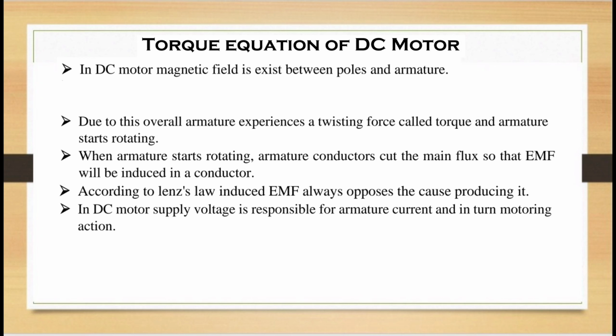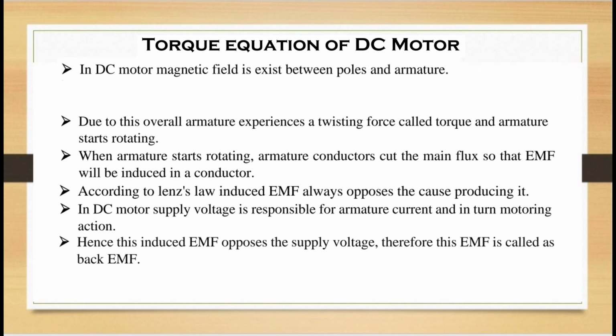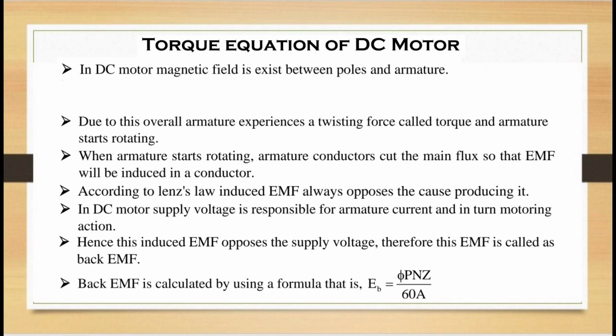In DC motor, supply voltage is responsible for armature current and in turn motoring action. Hence, this induced EMF opposes the supply voltage. Therefore, this EMF is also called back EMF. So back EMF is calculated by using the formula EB equals ΦPNZ by 60A. I have already derived this formula in one of my previous videos. That video link is also there in the description box. Please check it once. So this is some details about working principle of DC motor.